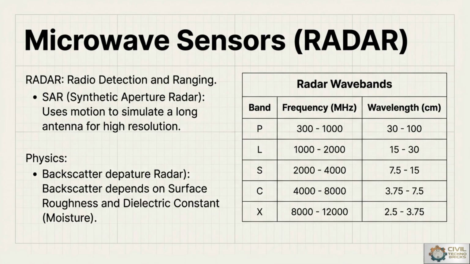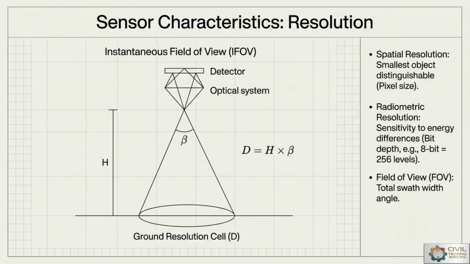Based on that radar, the backscattering depends on the surface roughness and dielectric properties such as moisture content. With reference to civil engineers, radar is useful for flood mapping, landslide monitoring, deformation studies, and all-weather terrain analysis, and many more usages.